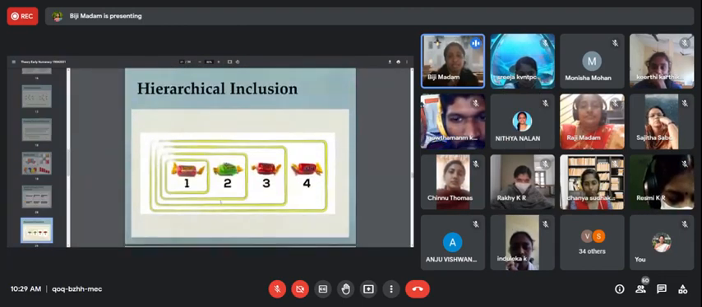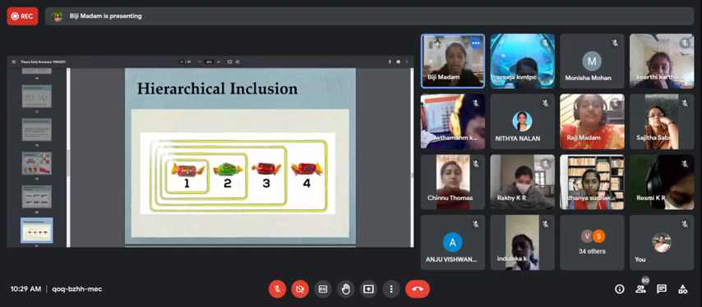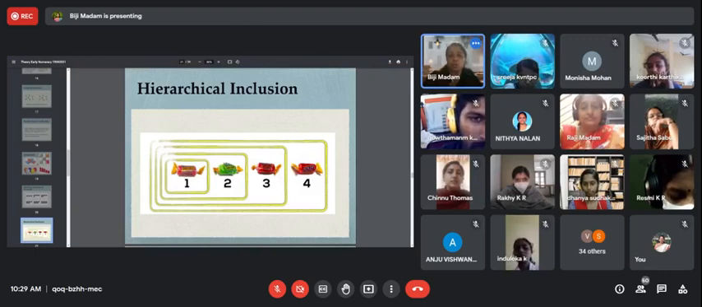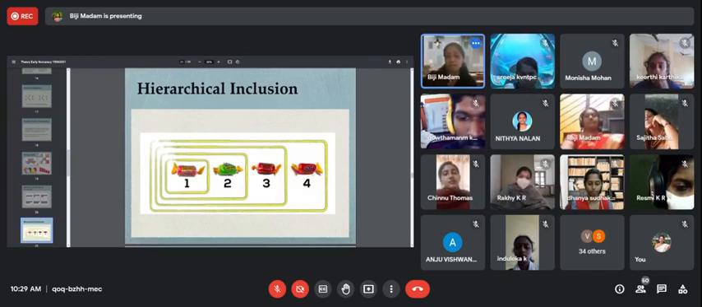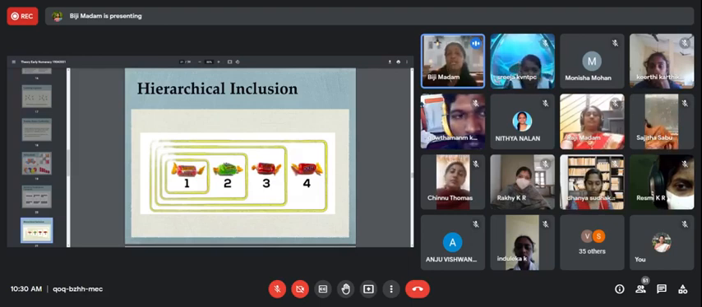And the next is hierarchical inclusion, which says that if the child gets 1 toffee, that is 1. When the other one is given and the child counts 1, 2, the child should understand that the 1 is included in this 2. 1 is also there. Even though we say that there are 2 toffees, the child should understand that it includes 1 also. Like that, 3. The child should understand that 1, 2 are included in this 3. 4. 1, 2, 3 are included in this 4. So that concept or principle also should be made clear to the child.